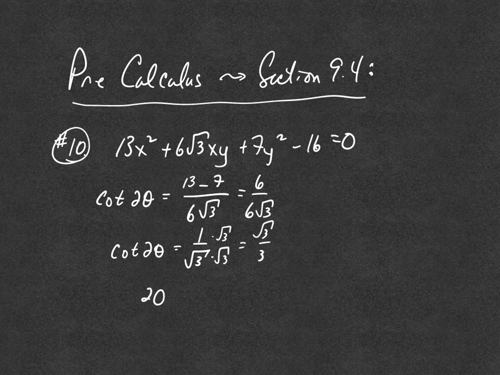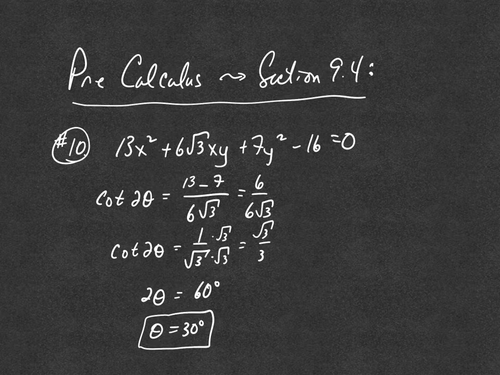Now on your trig sheet, you can find the angle whose cotangent is the square root of 3 over 3, and that would be 60 degrees. Then dividing both sides by 2 gets us an angle of rotation of 30 degrees. All right? And then the second thing we need to do is the change of variable.